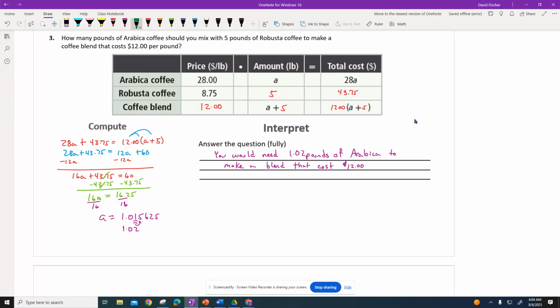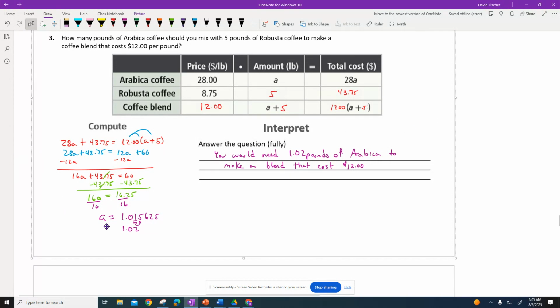Okay? So, I said 1.02 pounds of Arabic coffee. You would need 1.02 pounds of Arabic coffee to make a blend that costs $12. Let's see, yep, that's what they asked. How many pounds of Arabic coffee? I was thinking it was Robusta, but it is Arabic. Take some practice. Hang in there.